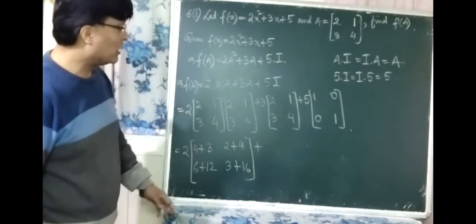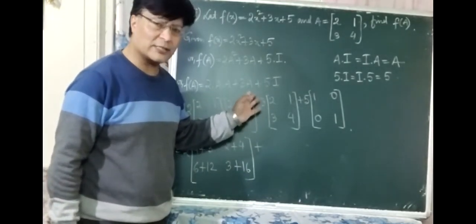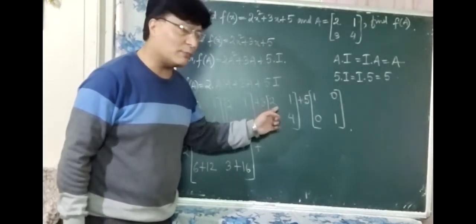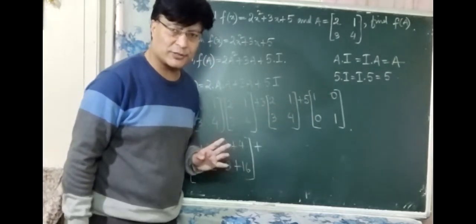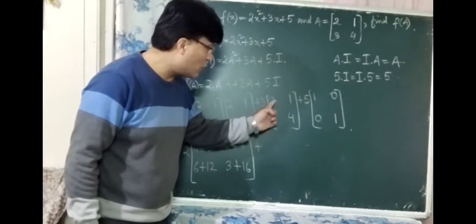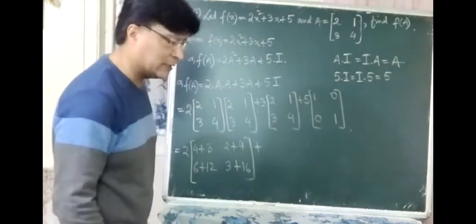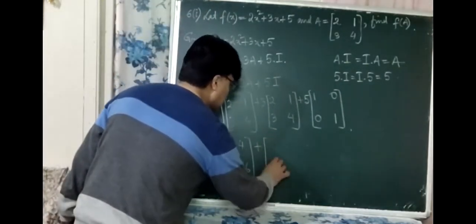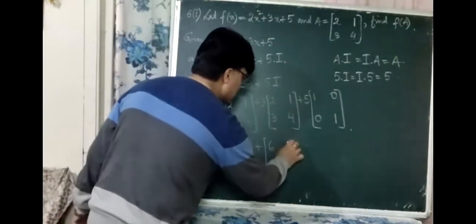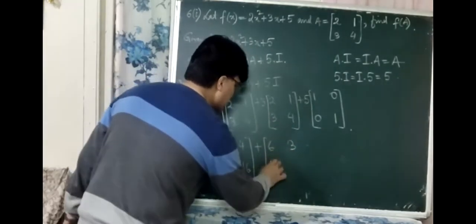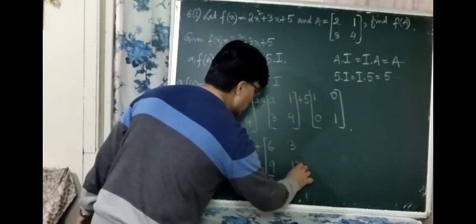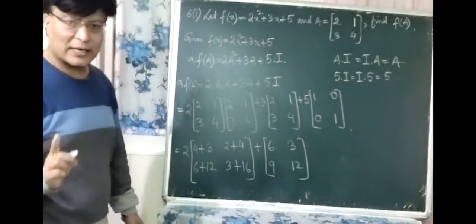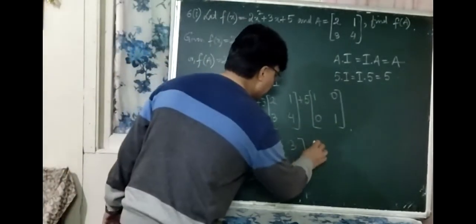Next, plus. Now we have to multiply this. This 3 is the scalar multiplication of this matrix. That means you have to multiply all these elements by 3. So what do we get? 3 2s are 6, 3 1s are 3, right? 3 3s are 9, 3 4s are 12. Is that clear now?